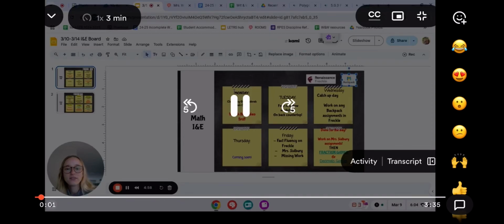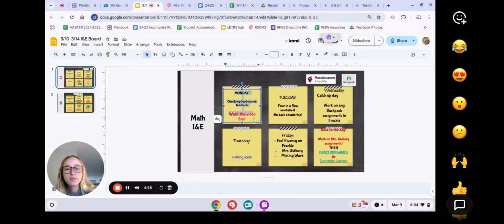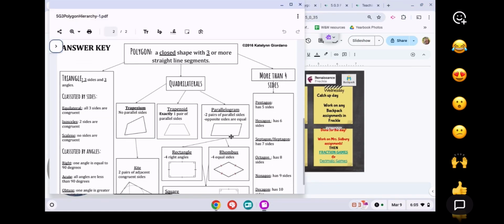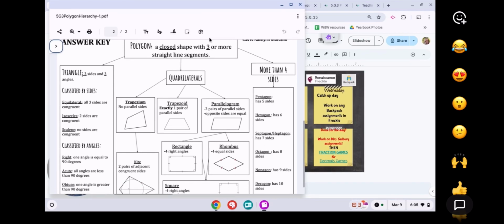Graders, you can see for Monday, your assignment is an activity called Classifying Quadrilaterals Task Cards. So you're going to want to go to the back countertop to find the two papers you will need for this. One of the papers that you will need looks like this. This is the same as the hierarchy that we have on an anchor chart at the front of the classroom. This is just another way to organize it so that you don't have to always look at that anchor chart.